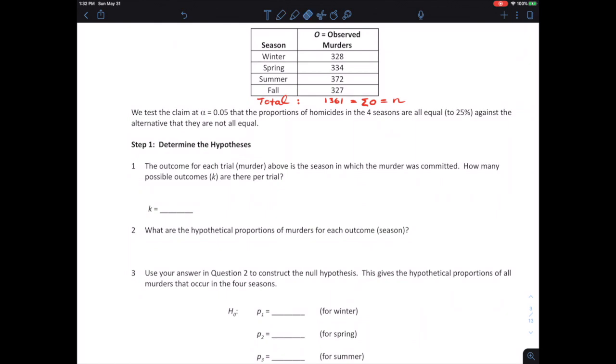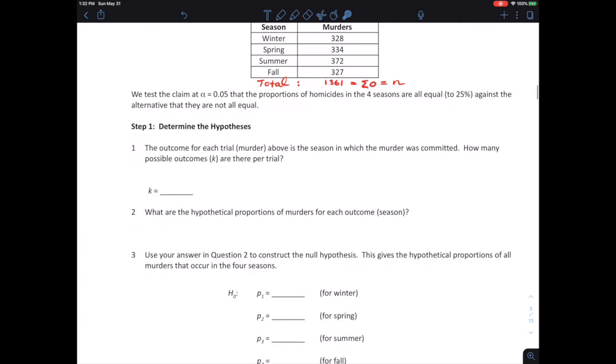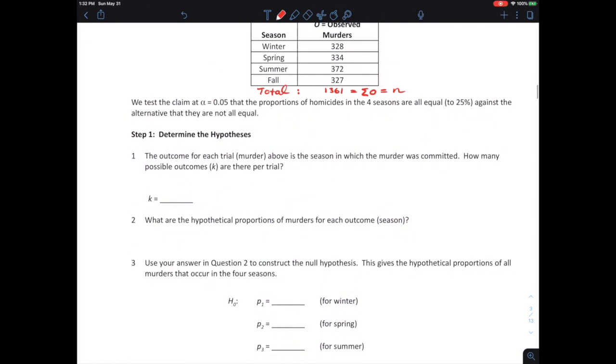Now remember the level of significance here. We're testing the claim at a 0.05 significance that the proportions of homicides for the 4 seasons are all equal to 25% against the alternative that they're not all equal. Okay, so they gave us a null and alternative hypotheses. Now, think about the first question as we go through this.